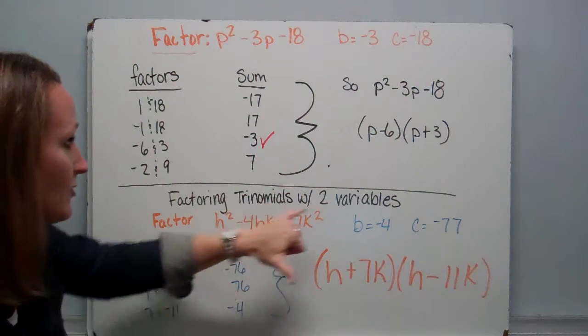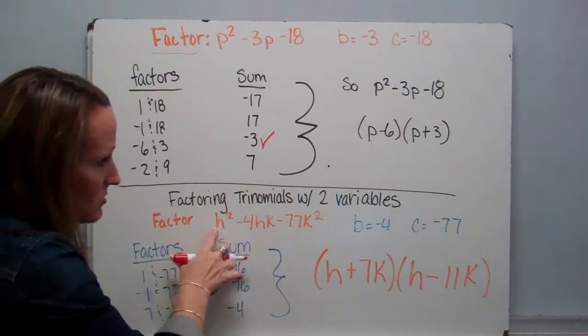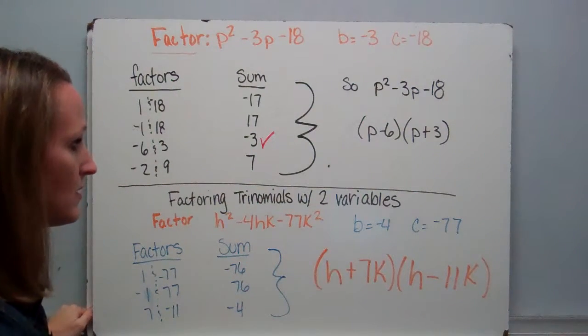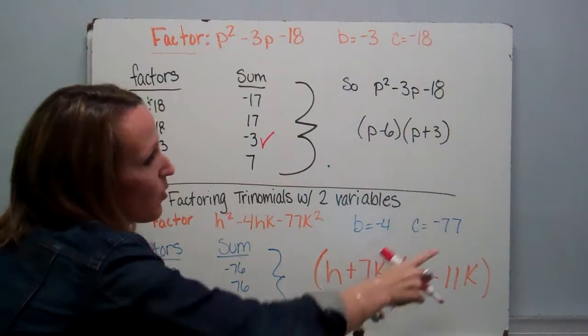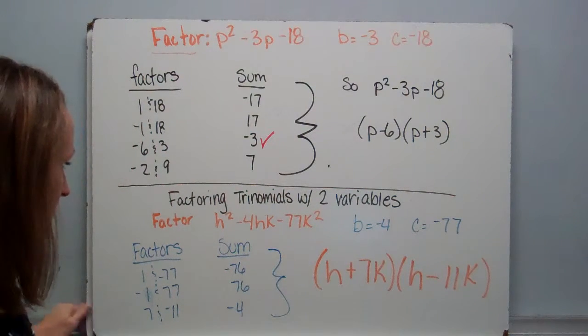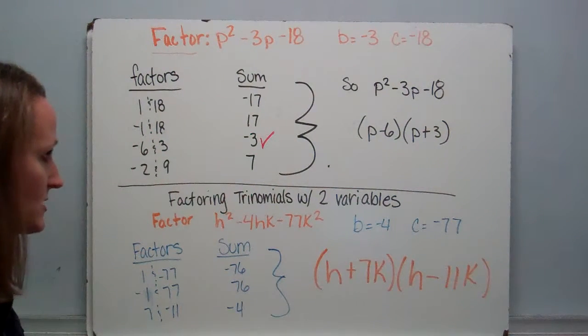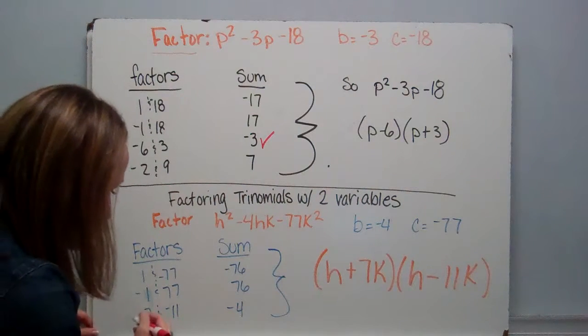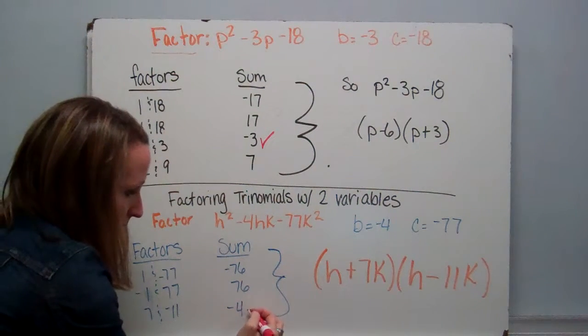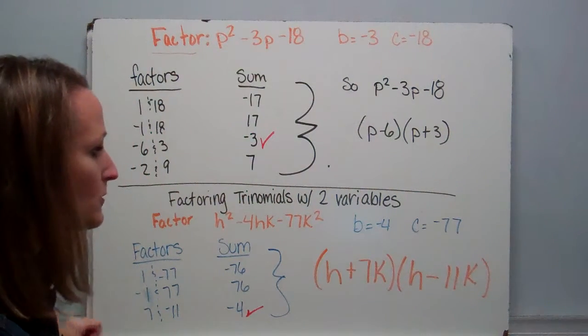Well, what if I have two variables, H and K? So I still have my B of negative 4 and my C of negative 77. So I still list out my factors the same. And for this one, 7 and negative 11 are the ones that worked. So look what I did.